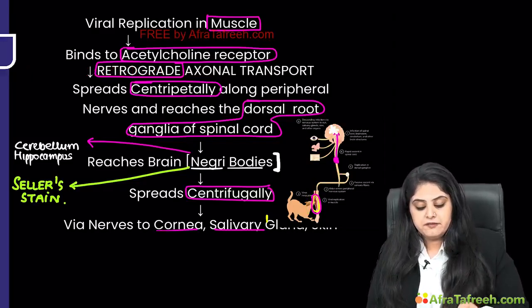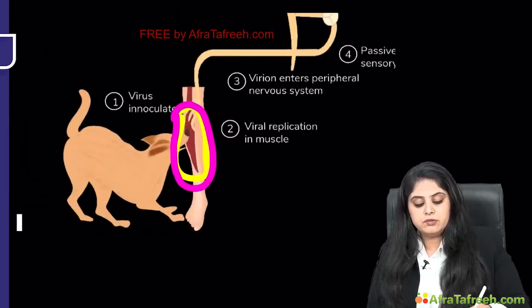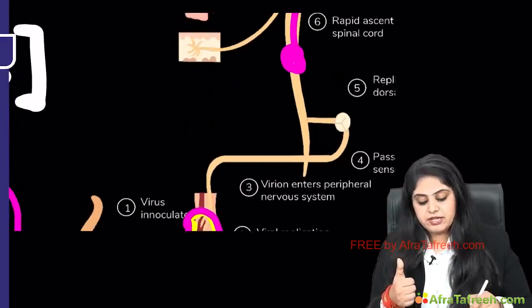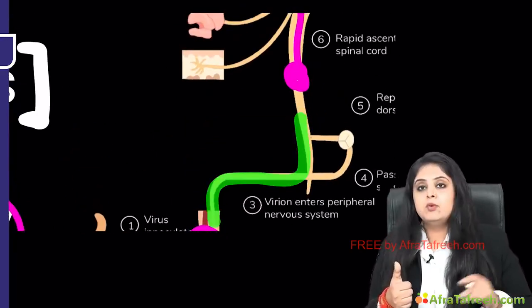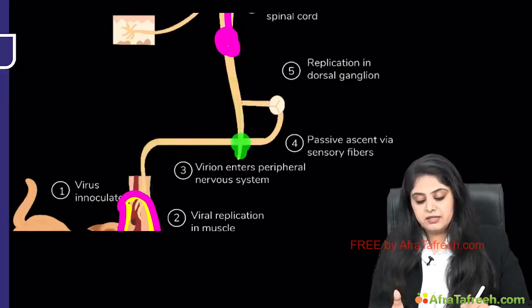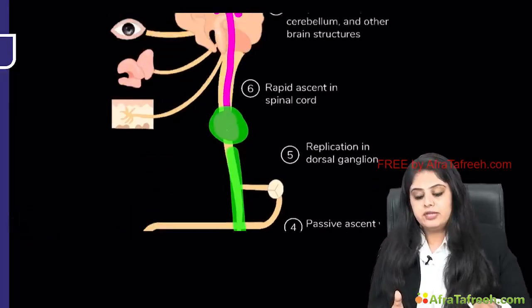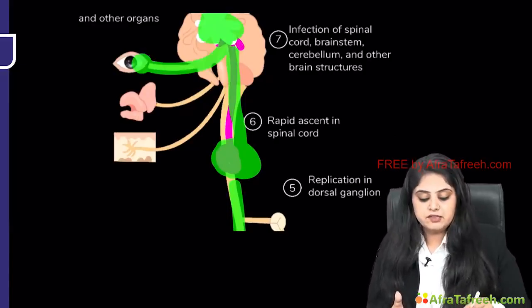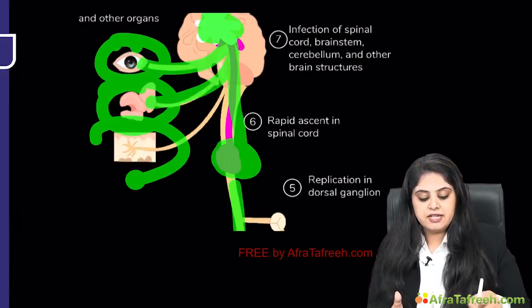So let me repeat. First and foremost, the dog was biting in the muscle. Which receptor was it binding to? Acetylcholine. Which direction is it getting transported? Ma'am, it's going backwards. It's going in a retrograde manner. And where is it reaching? Dorsal root ganglia of the spinal cord. After that, it is going to the brain. From the brain, it is spreading outward to the eyes, salivary gland and the skin.